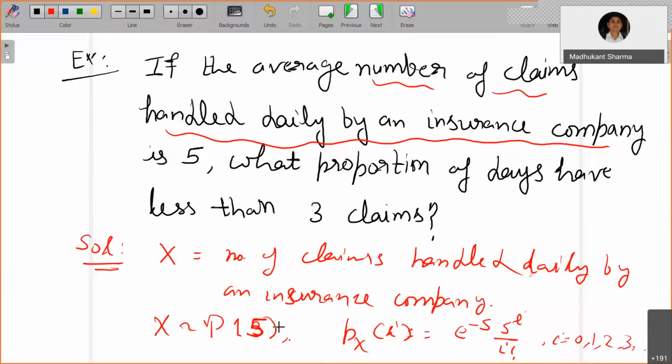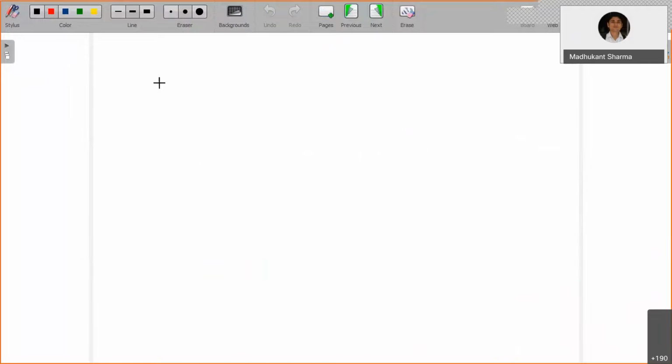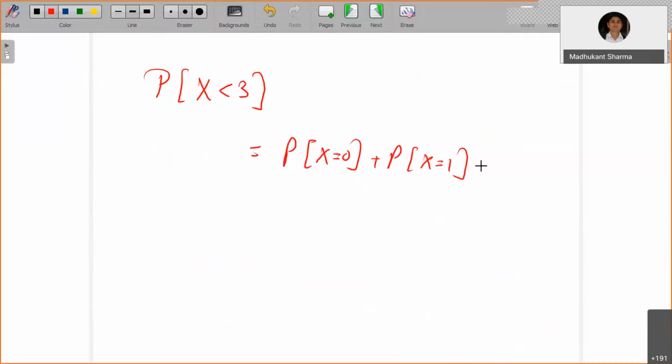So what are we interested in? We are interested in what proportion of days have less than 3 claims. We require the probability that X is less than 3 claims, meaning either 0 or 1 or 2. So we are interested in the probability of X less than 3. That is nothing but the probability of X equals 0 plus the probability of X equals 1 plus the probability of X equals 2.